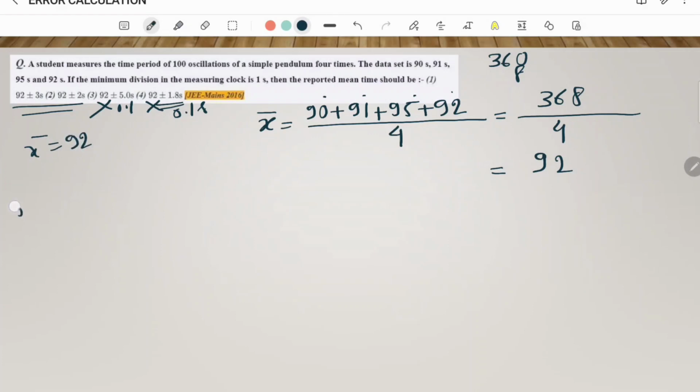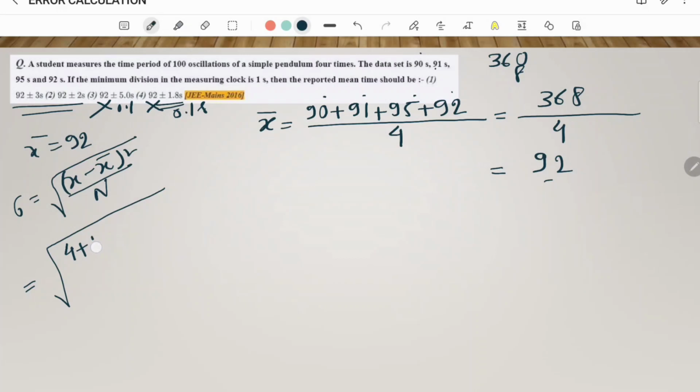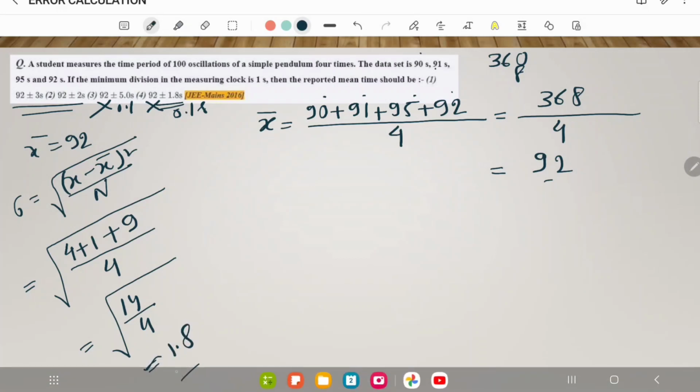We could use the rigorous method of standard deviation, which is the square root of the sum of (x minus x average) squared divided by n, and I will show you what this gives you. For this data, for 90, 92 minus 90 is 2, so we get 4, plus 92 minus 91 is 1, 1 squared is 1, 95 minus 92 is 3 and that squared is 9, 92 minus 92 is 0, divided by 4. So this becomes 14 over 4 and this gives 1.8, which approximates to 2.